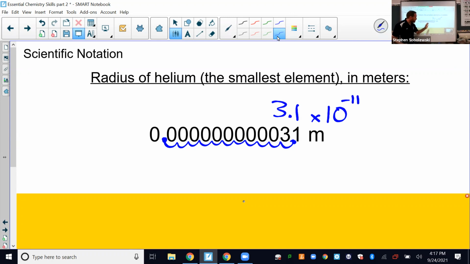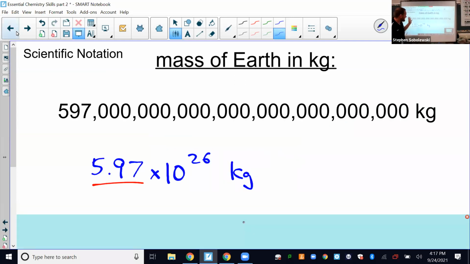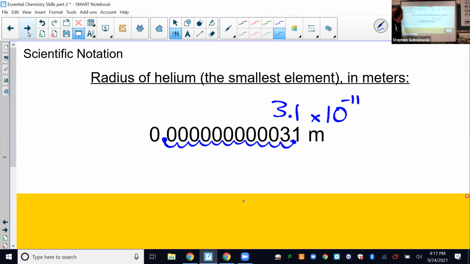When I sweep it to the right and we have a decimal, it's 10 to the negative 11th power, which is the same as saying times 1 over 10 to the 11th. When you move it to the left and have a gigantic number, it's a positive exponent. All right, so that's how you put numbers into scientific notation.